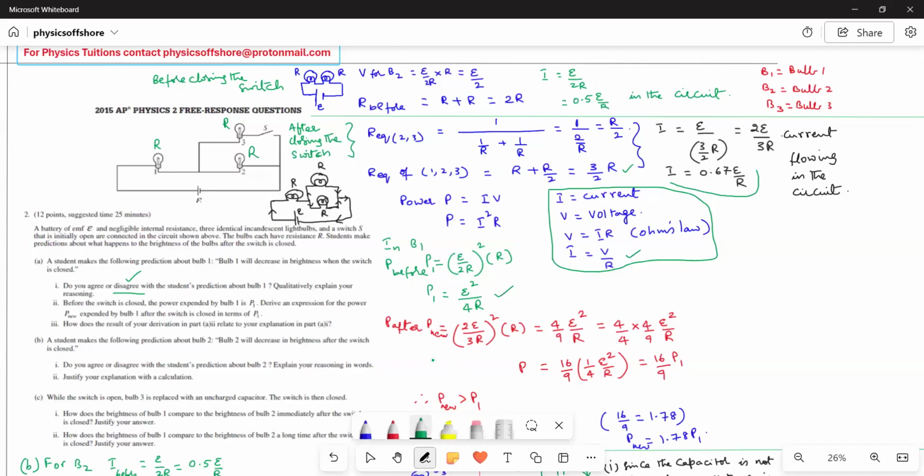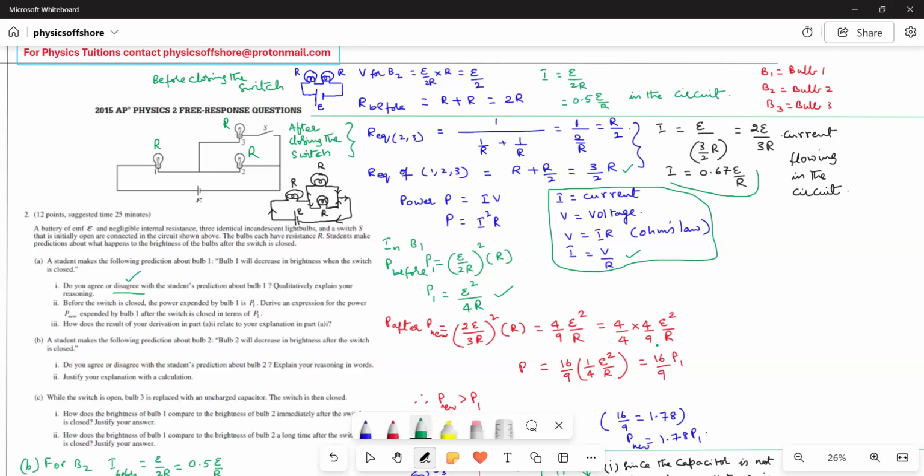Now, power after closing the switch. What is the power? We know the current is equal to 2E by 3R after closing the switch, and the resistance is R. So (2E by 3R) squared times R is equal to 4 by 9 E squared over R. But we have to write this in terms of P1. So to make it in terms of P1, I am multiplying this equation by 4 and dividing by 4 so that the value will not change.